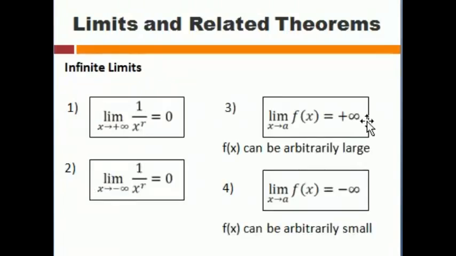For infinite limits, you have 4 equations. Number 1. The limit of 1 over x raised to r as x approaches positive infinity is equal to 0. Number 2, the limit of 1 over x raised to r as x approaches negative infinity is equal to 0. Number 3, the limit of f of x as x approaches a is equal to positive infinity, where f of x can be arbitrarily large. Number 4, the limit of f of x is equal to negative infinity as x approaches a. f of x can be arbitrarily small.